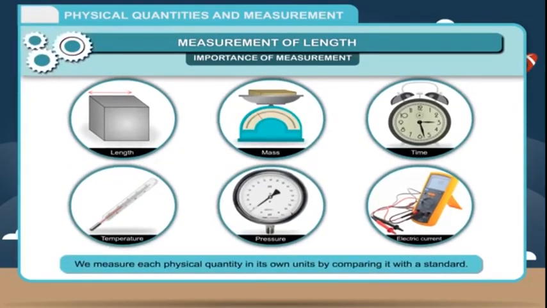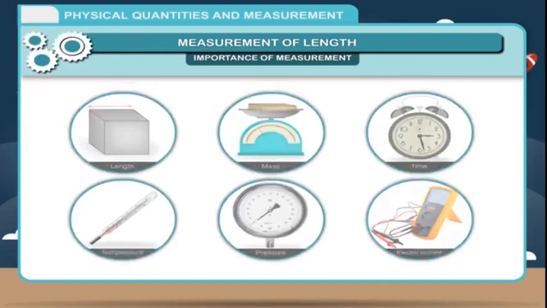We measure each physical quantity in its own units by comparing it with a standard. Without measurement, we cannot make the correct judgment about length, area, volume, etc. An arbitrary estimate gives us wrong information about the dimensions of an object.